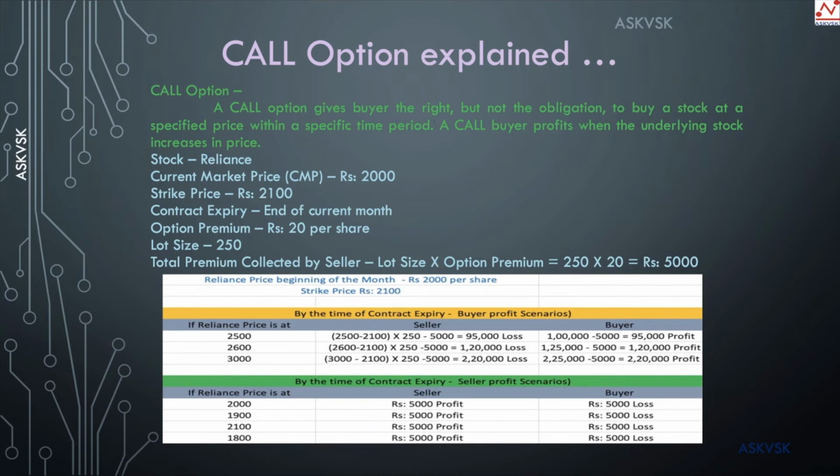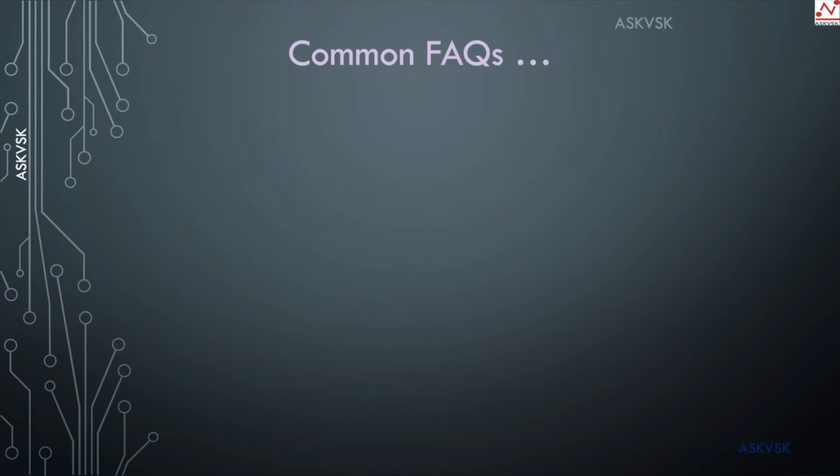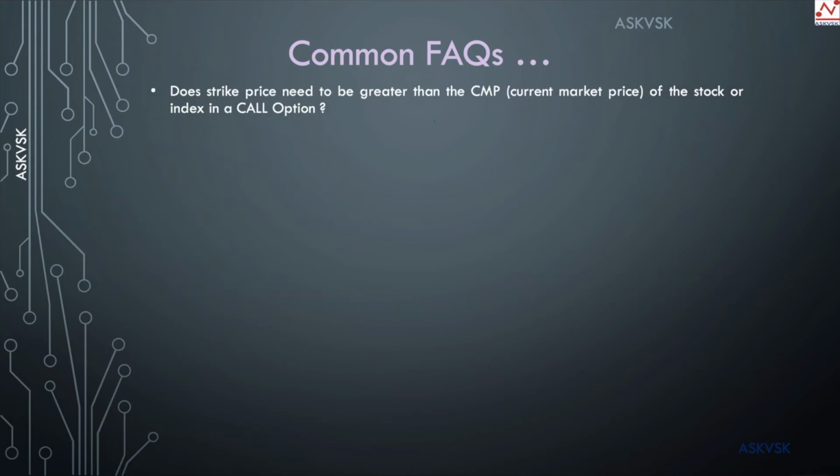Okay, so let's take a look at some of the common questions that you might have after listening about the call option. So the first question here is, does the strike price need to be greater than the current market price of the stock or the index in a call option? So in a call option, you have the right to buy something at a fixed price. Okay, so should I choose my strike price to be always greater than the current market price?